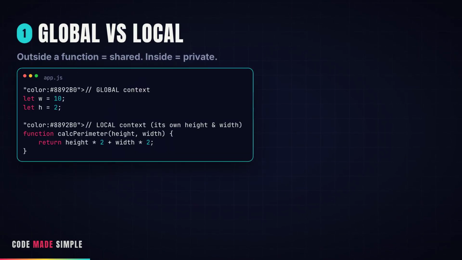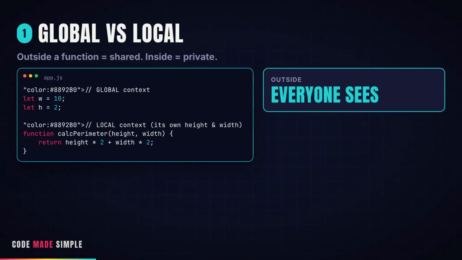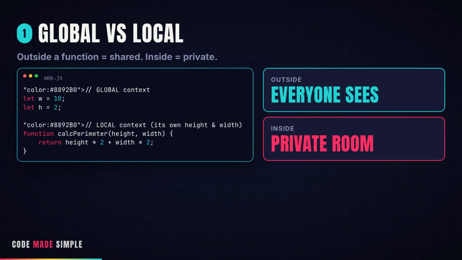Global versus local. Anything outside a function lives in the global context. Every function can see it. Anything inside a function is local. Nobody outside can touch it. That's why calcPerimeter can use its own height and width without stepping on yours.